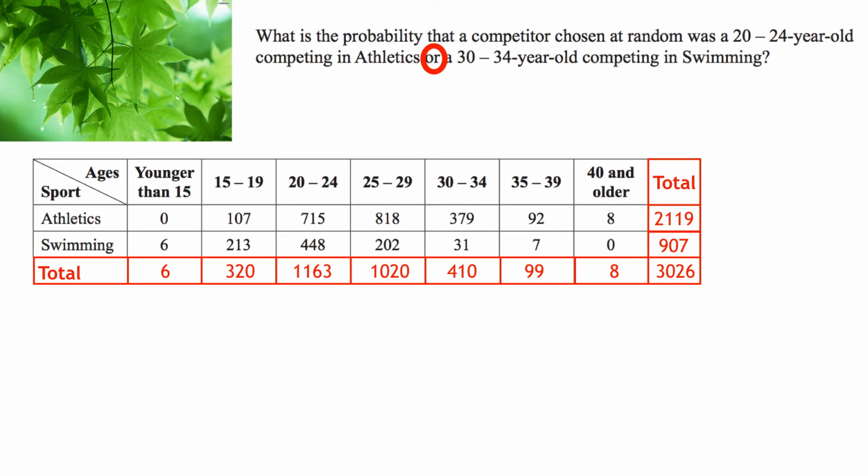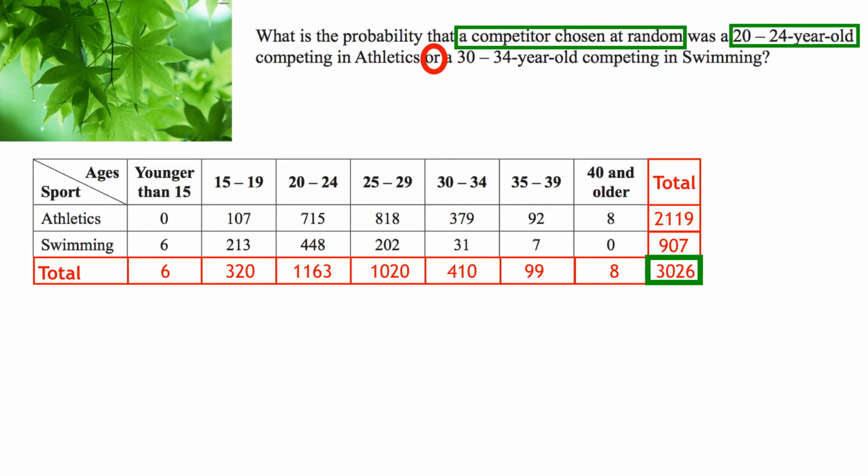So let's look at those two different probabilities. The first thing I know is at the start of the sentence it talks about a competitor chosen at random. So that's not saying an athletics one, a swimming one, a particular age group, it's just saying a competitor. So these probabilities are all talking about out of our total 3,026 competitors.